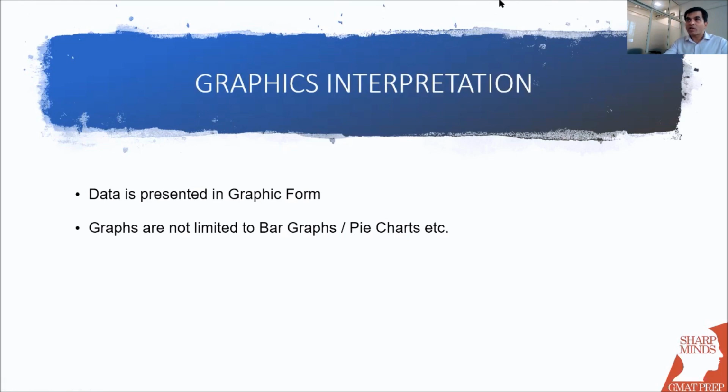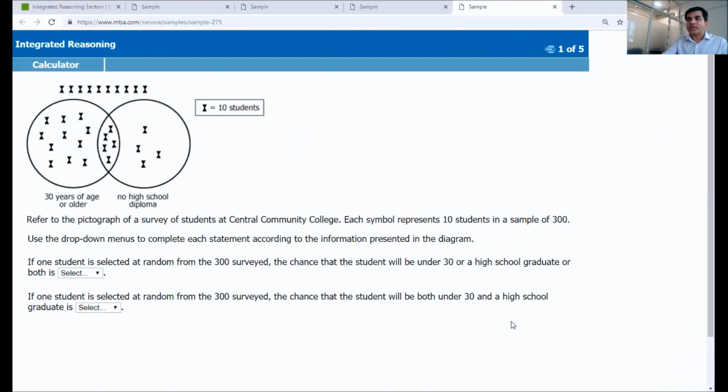We can take a look quickly at some examples from the GMAT website, mba.com, where they have given some sample questions. So as you can see here, this is an example of graphic data. This is obviously a Venn diagram kind of representation in this example.